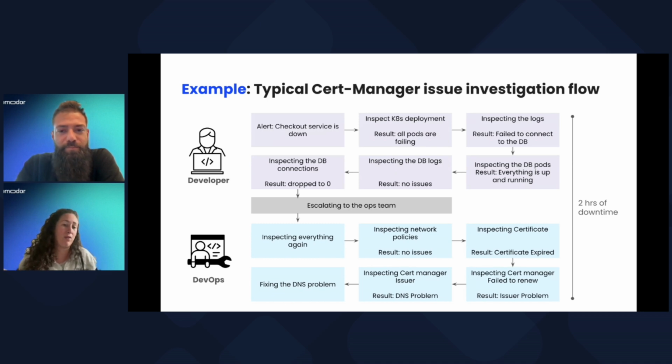So they inspect everything again. After they get to exactly the same conclusion, they move on to inspecting network policies and they see that there are no issues. They move on to inspect the certificates, but they see that the certificate expired. They go on and look into the cert-manager to see what happened with the renewal, and it indeed failed the renewal. So they understand that there is an issuer problem. They go to the issuer and see that there was a DNS problem, and eventually they fix the DNS problem.